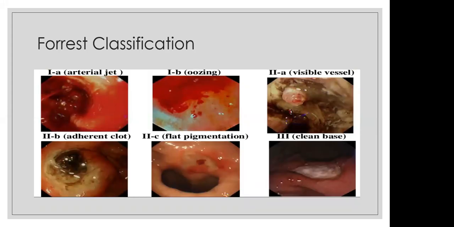This is just an image showing the different grades and how it would look endoscopically when you're looking at the ulcer. The one in 1A, you can see this arterial jet, and the different other grades in the classification.